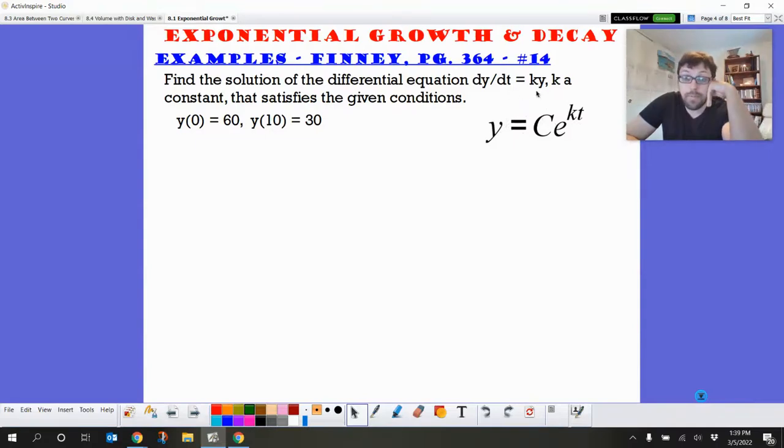We do have a problem though. They're not being very clear about what our C and our k are, but we know C is our initial value. And take a look right here. This is telling us what our C value is.